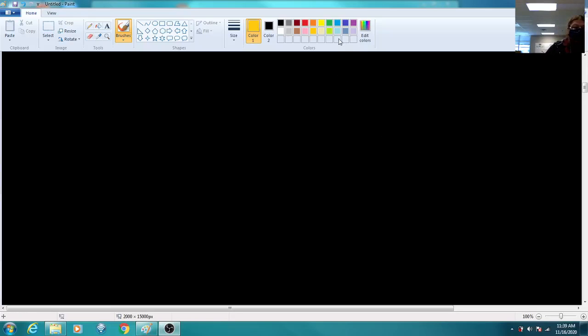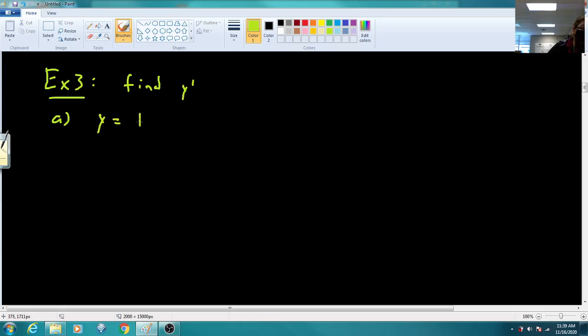For example 3, they want us to do the following. Take the derivative. So say find y prime. Part A, they give me y equals natural log of x cubed plus 1. And part B, y equals natural log of square root of sine of x.